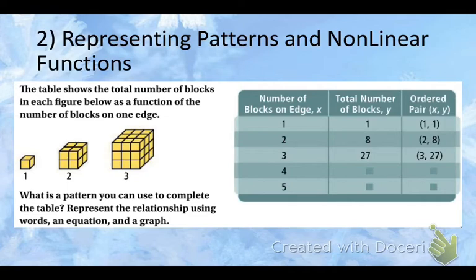So if I had my x values cubed, does that equal my y value? Well, 1 cubed is 1, 2 cubed is in fact 8, and 3 cubed is in fact 27. So I can use that pattern to help me finish my table. That gives me 64 and 125, and that also helps me with my ordered pairs.